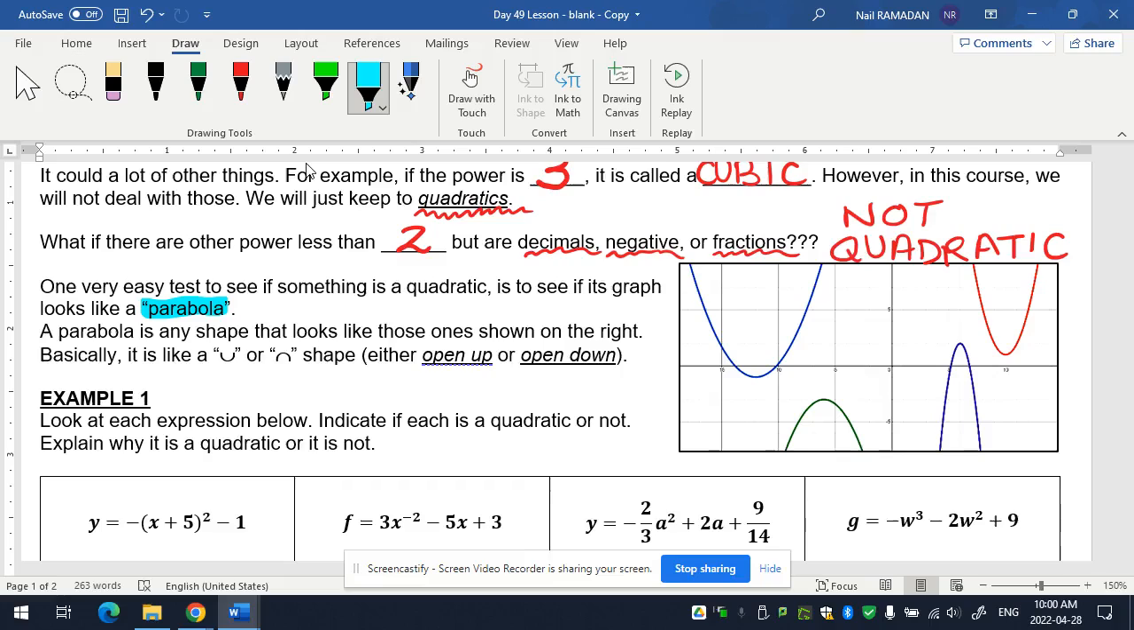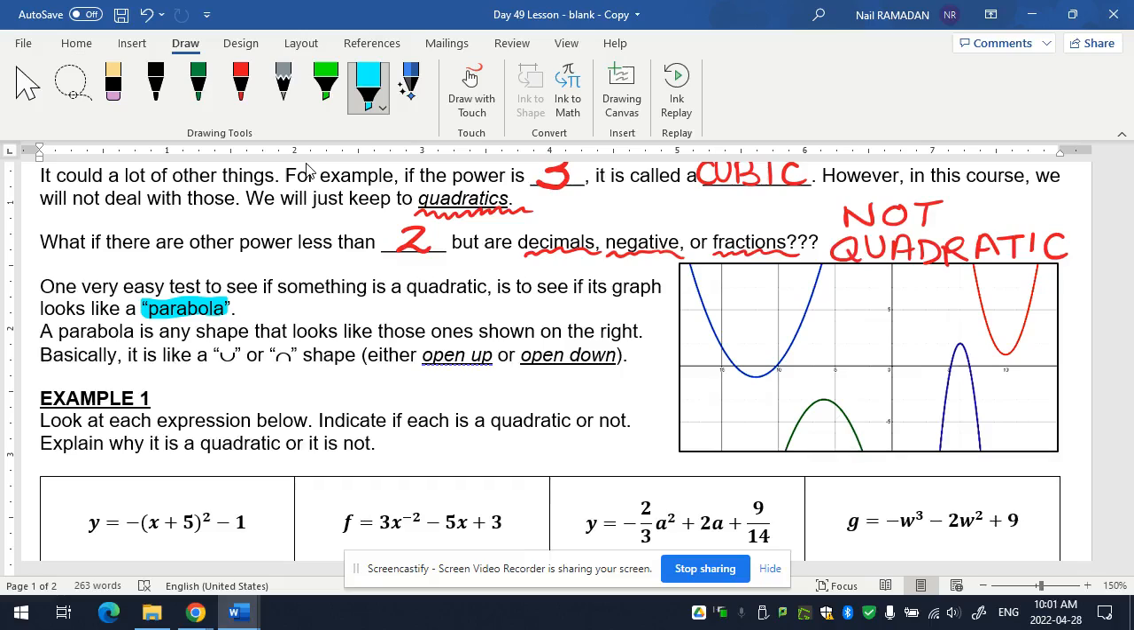From now until the day you finish math, if you ever see a curve like that, you call it a parabola. Okay? Every single time. A parabola is any shape that looks like those ones. As long as it's curved and it looks like an upward U or a downward U, 100%.